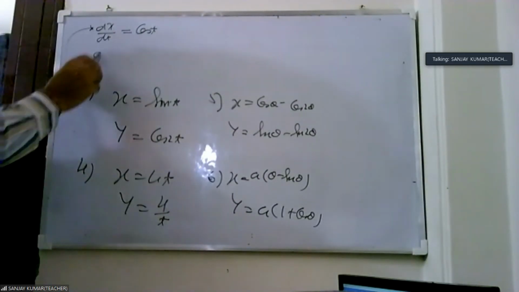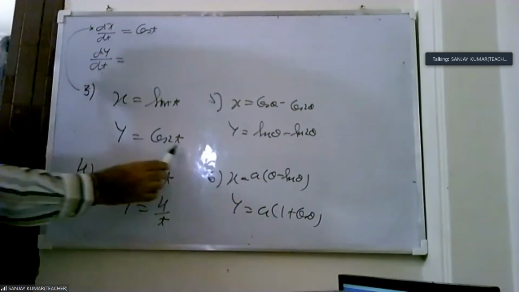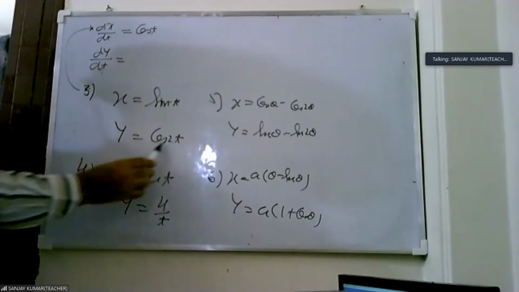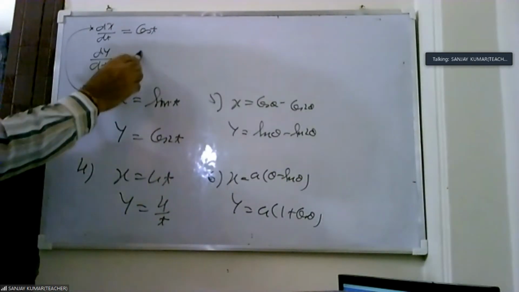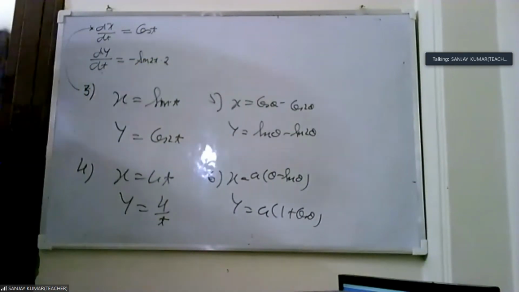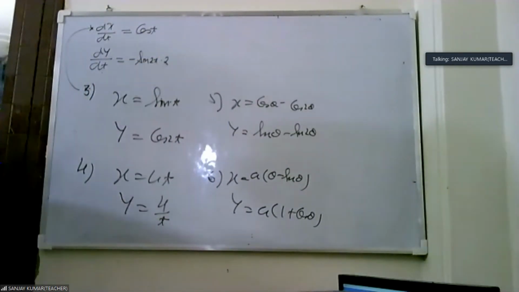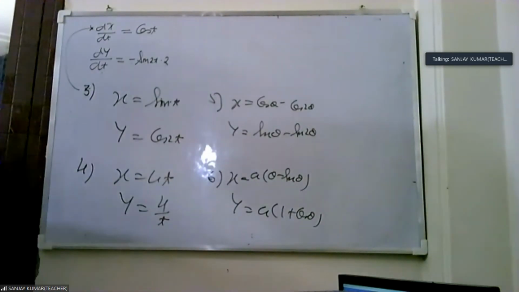Then we find dy by dt. We again same way find dy by dt, but here we use chain rule. The term is cos and their angle is 2t. Then the derivative of cos is minus sin 2t into the derivative of their angle, that is 2. देखो that is very simple. You find dx by dt, dy by dt, and then divide. Okay, it's a simple concept of parametric form.